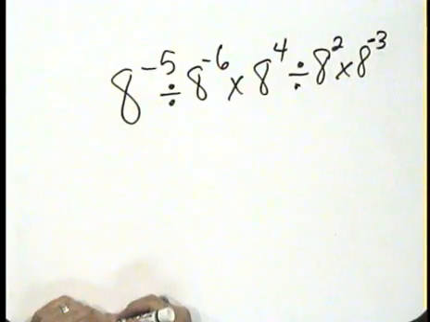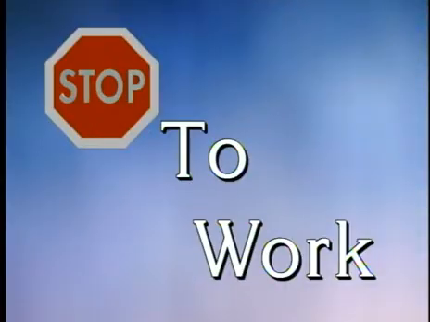Now let's go to the whiteboard and look at another problem. Here's a problem: 8 to the negative 5 divided by 8 to the negative 6 times 8 to the 4 divided by 8 to the 2nd times 8 to the negative 3. Write that problem down, stop the tape, work the problem, and come back when you have an answer.